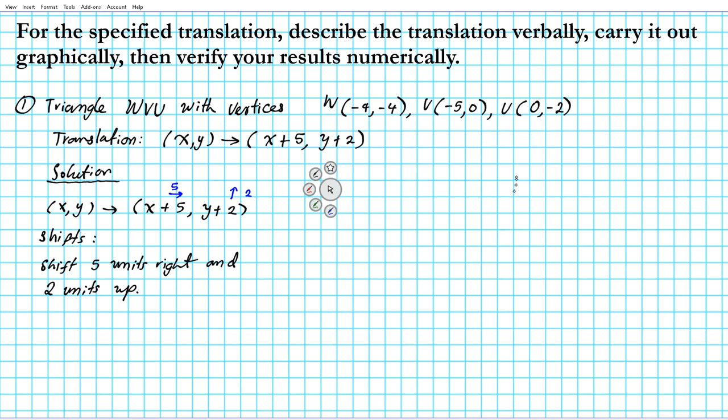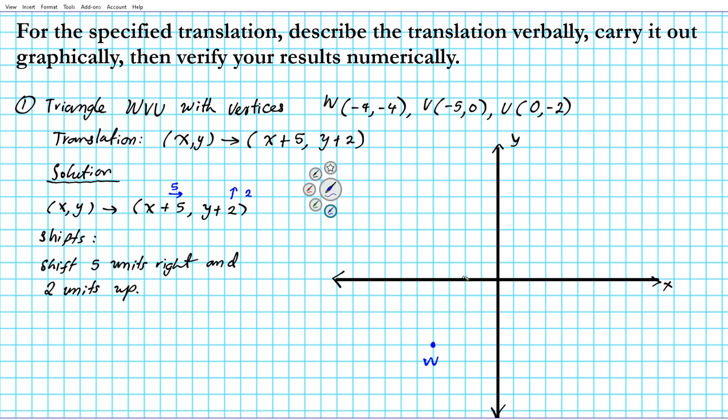Okay, so let's set up our coordinate system. It goes our y-axis and then our x-axis. So let's do the original figure. Let's do that in blue. So W is -4, -4, 1, 2, 3, 4, 1, 2, 3, 4. So that's our W right there. Okay, let's label our axes. This is X and this is Y. And then our V coordinate is -5, 0.